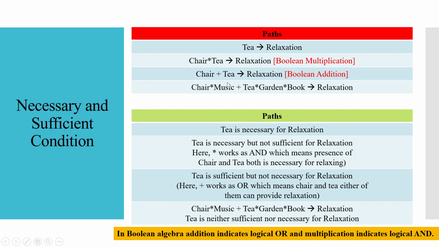So here asterisk works as AND, which means that the presence of both of them is necessary for relaxation. Plus, in case of Boolean, works as OR. So chair plus T leads to the relaxation. So T is sufficient but not necessary for relaxation. So here plus works as OR, which means that chair and T, either of them can provide the relaxation. Chair asterisk music plus T asterisk garden asterisk book leads to the relaxation. So T is neither sufficient nor necessary for relaxation. So in Boolean algebra, addition indicates logical OR and multiplication indicates logical AND.